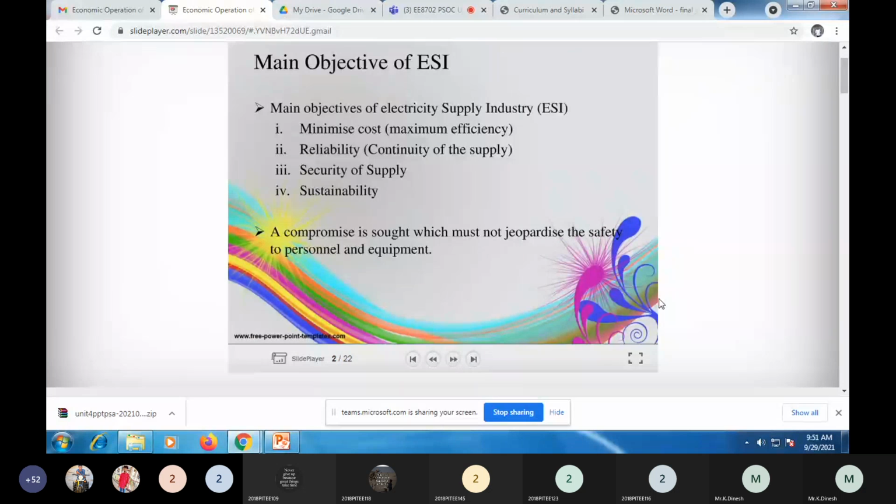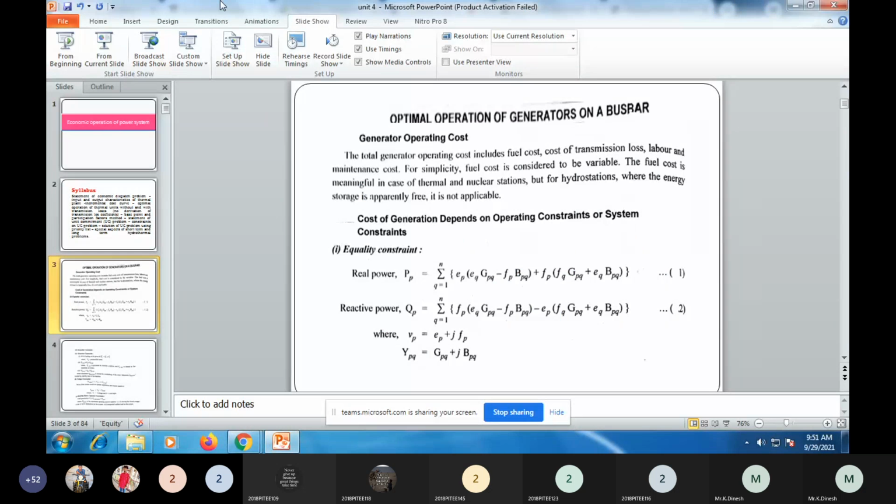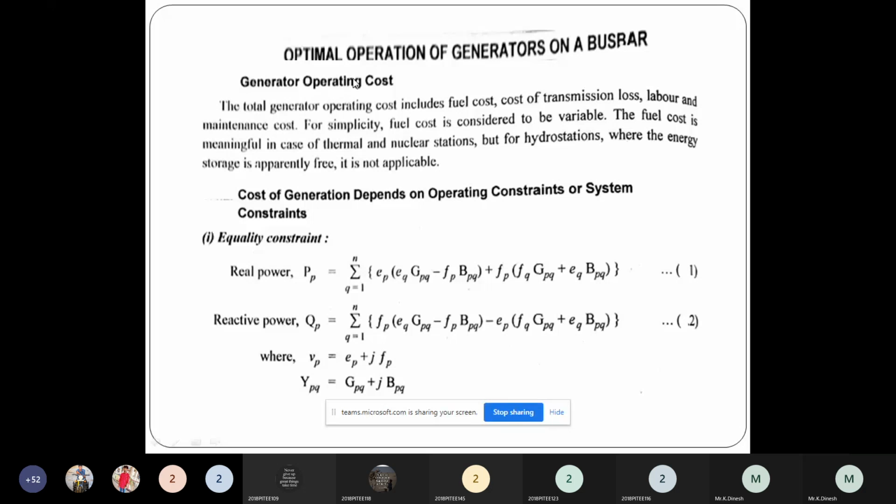Now we proceed with our syllabus. The first topic is optimal operation of generators on a bus bar. Generator operating cost is the total generating operating cost, which involves fuel cost, cost of transmission line, labor and maintenance cost. The topic itself clearly mentions optimal operation of generators on a bus bar. We are just concentrating on the generator as well as the bus bar only.